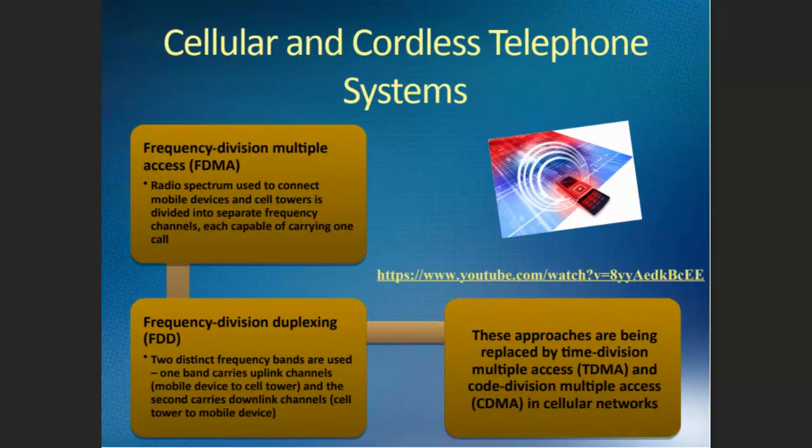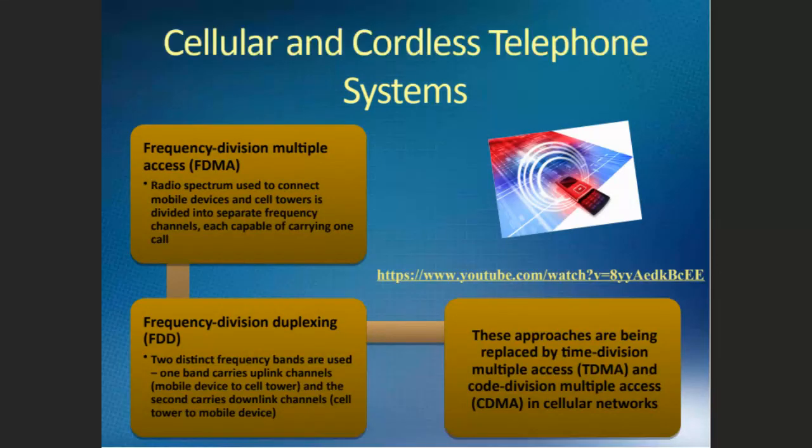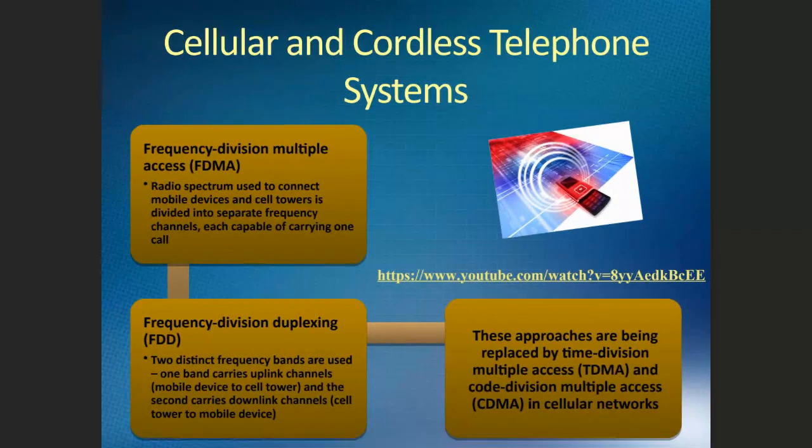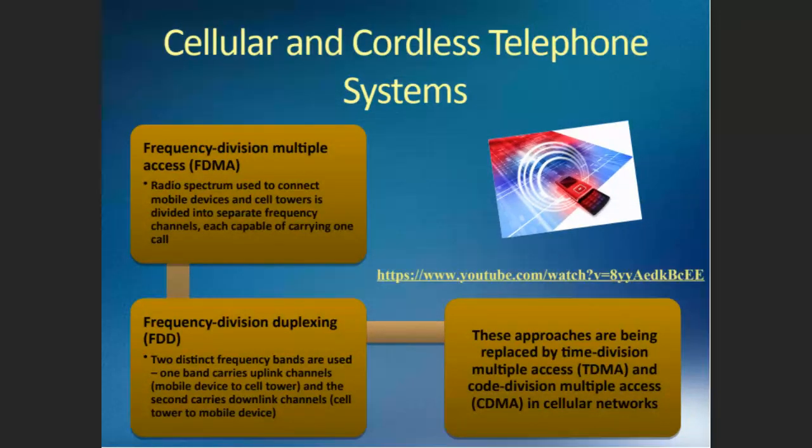Here they are using frequency channels, and each one is capable of carrying one call. That's why it is FDMA, frequency division multiple access. So it's divided into frequencies. And we have the frequency division duplexing, FDD. Here, two distinct frequencies. One carries the uplink channel to the cell tower, and the second one is for the downlink from the tower to the mobile.